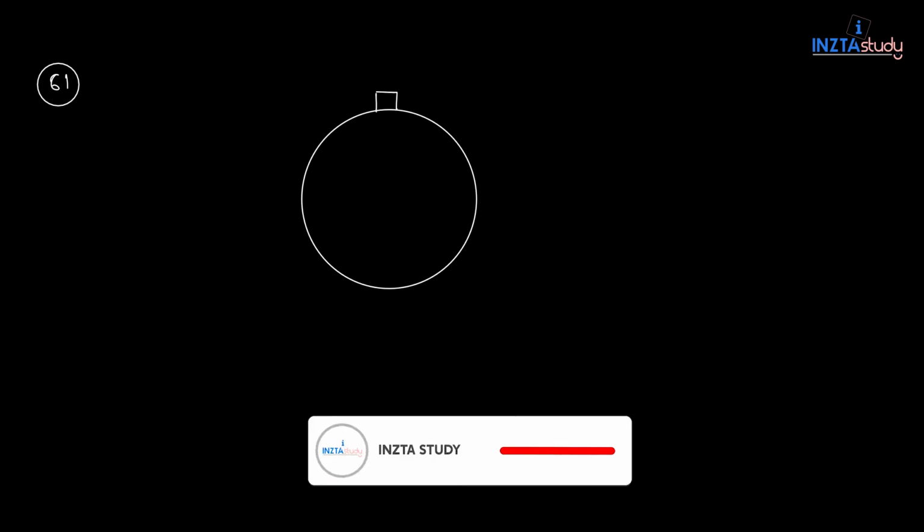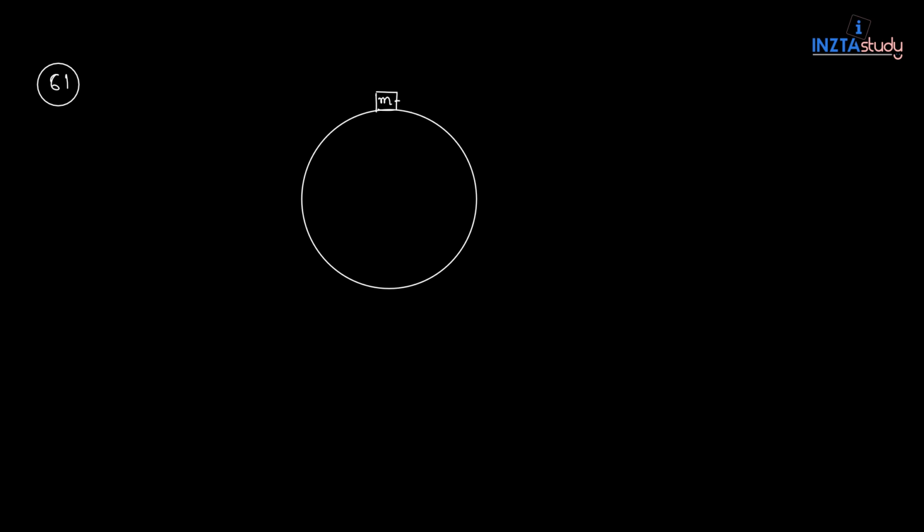Hello everyone, so this is problem number 61 of chapter Work and Energy from the book H.C. Verma. In this question it is given that a particle of mass m is kept on the top of a smooth sphere of radius r. So let this be a smooth sphere and the particle of mass m is kept at the top. It is given a sharp impulse which imparts it a horizontal speed v. Find the normal force between the sphere and the particle just after the impulse.